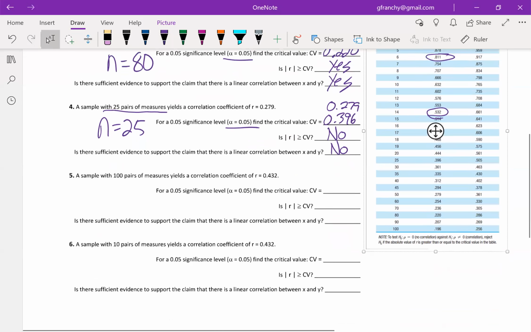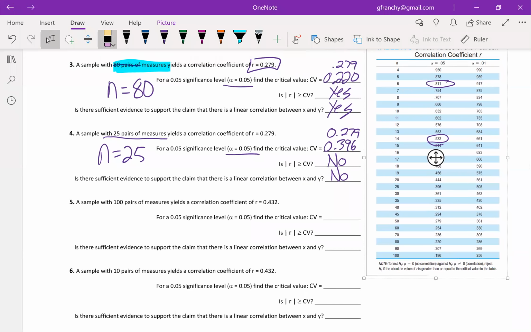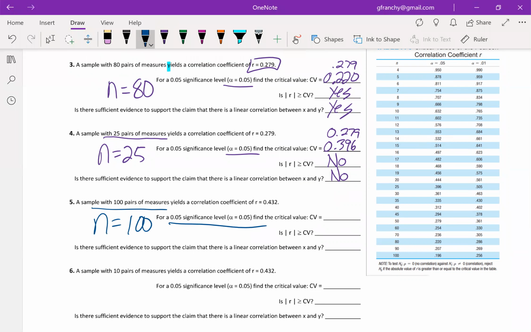And if we continue on down the road here, let's clean that up a little bit. We've got 100 pairs, an alpha of 0.05, and there's 0.32. Is that greater than 0.196? Yes, it is. So yes, we have sufficient evidence to support the claim that there's a linear correlation between X and Y.